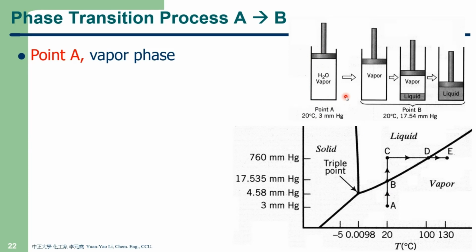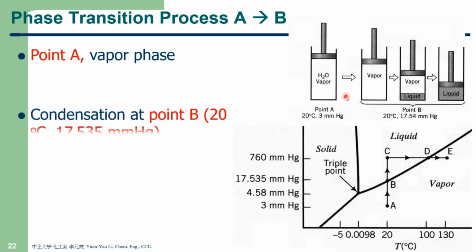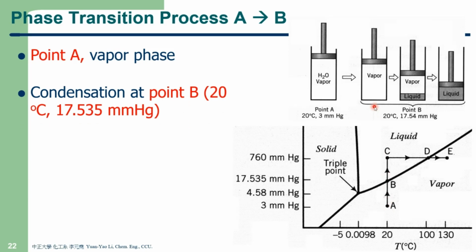Imagine you keep the temperature constant and push the piston slowly. It's not like the fire piston in the video you saw; this time we don't push it very fast, we push it very, very slowly. So you will see something condensed. You will see water condensed. This is called condensation at point B. When the pressure reaches 17.535, the first drop of water will come out.